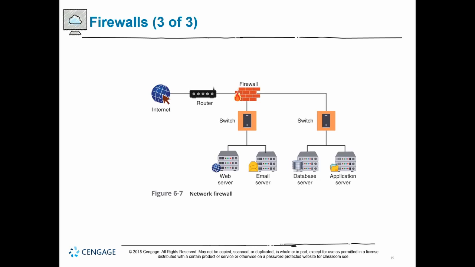Here, in a network firewall example, you actually have the firewall right after your router. So your switches inside your network will be behind your firewall, and then your router will be outside of your firewall, connected to the internet.